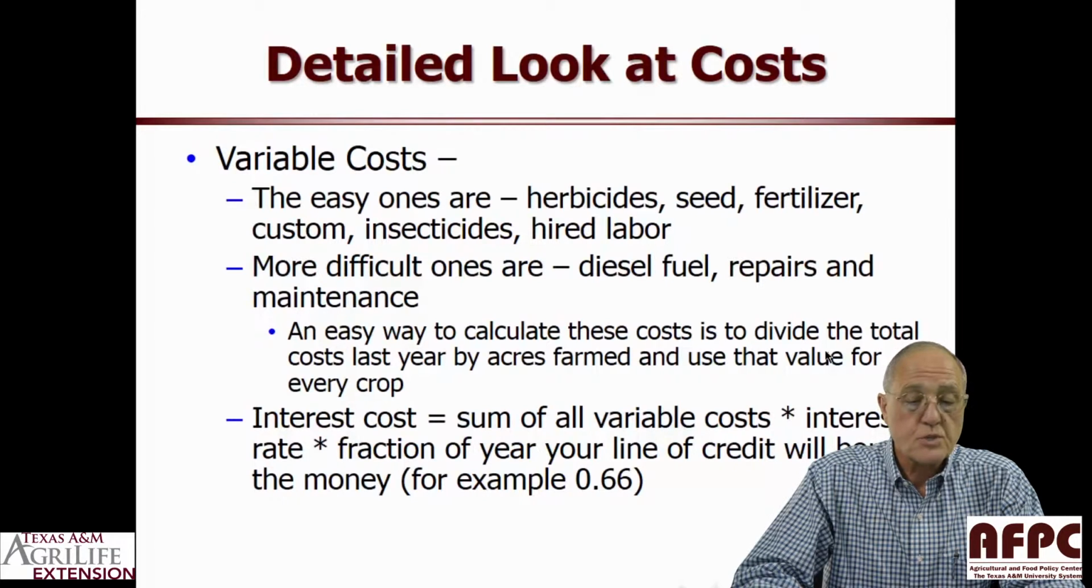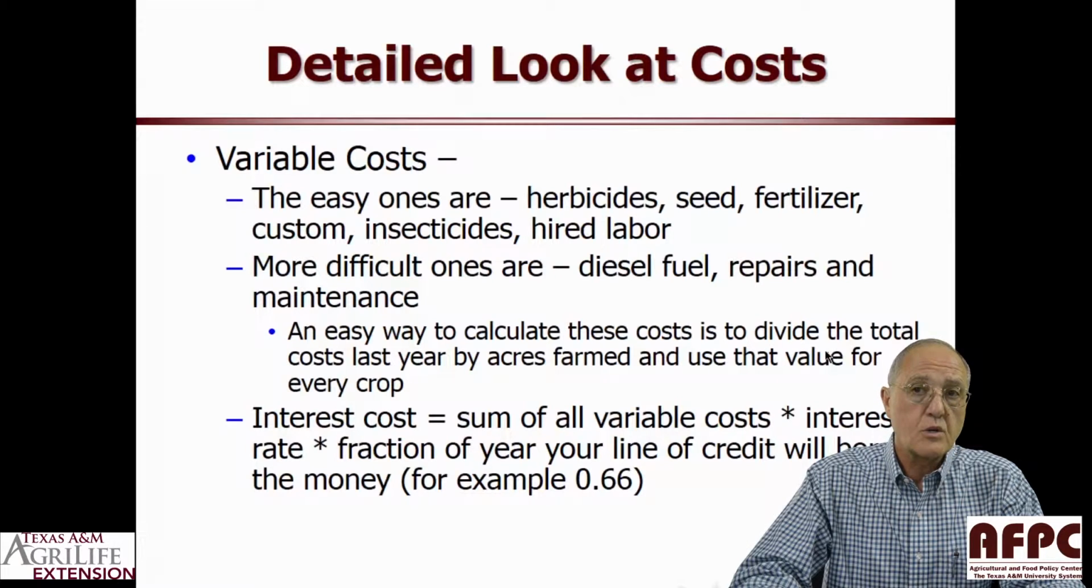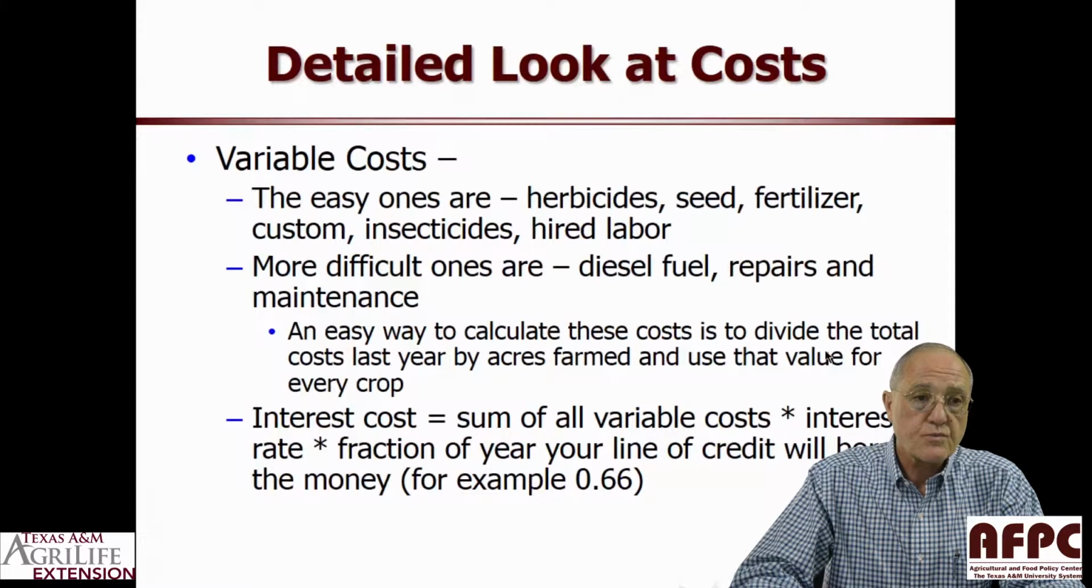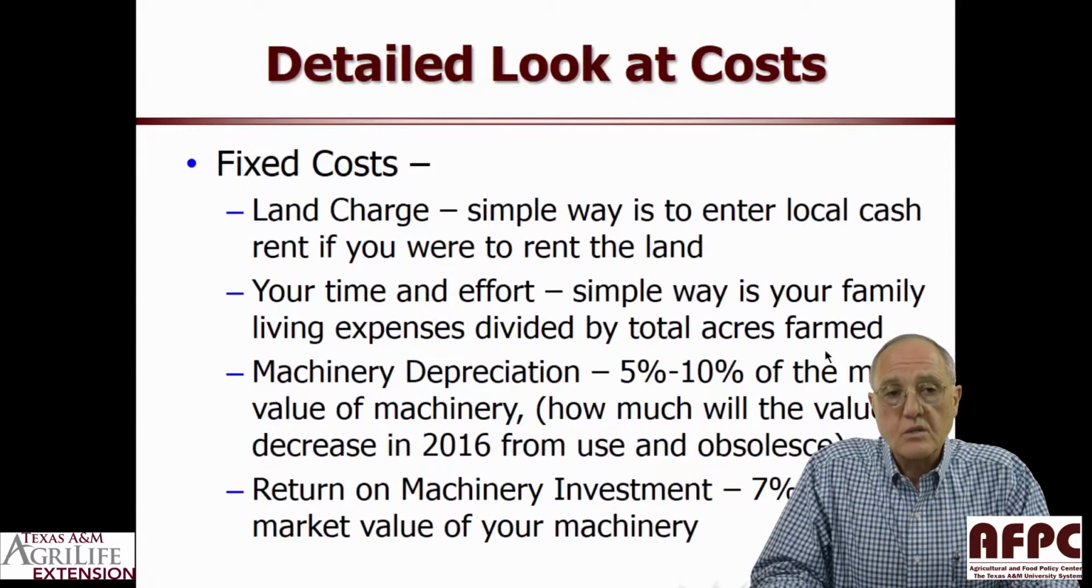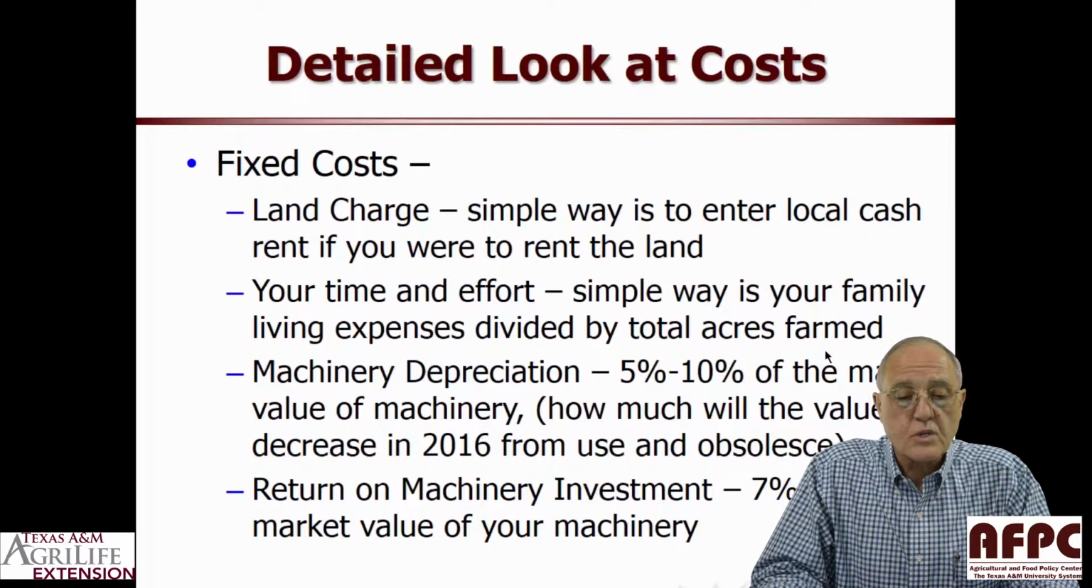Interest cost is pretty simple. Just sum up all of your variable costs, multiply it times an interest rate, and multiply it times a fraction of the year that you're going to have the full amount of credit borrowed. Usually folks are working on a line of credit and they don't borrow all their operating money at the same time, all of it at the beginning of the year. So we find when talking to crop farmers across the country that a 0.66 factor is fairly good. Now I'm going to switch over in just a moment and show you a spreadsheet that helps bring all this to life.